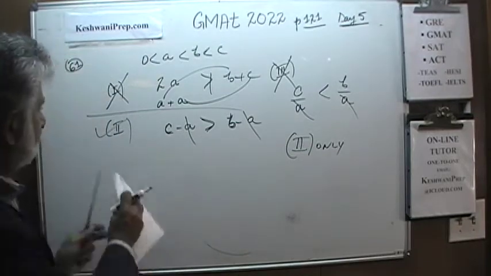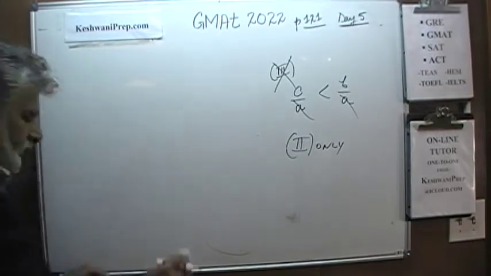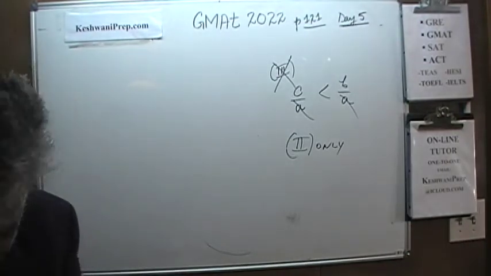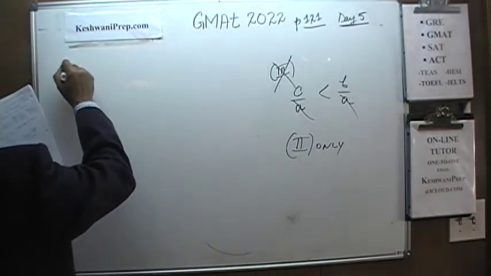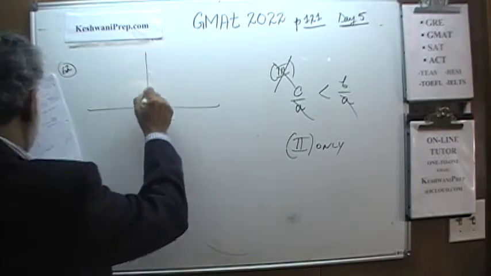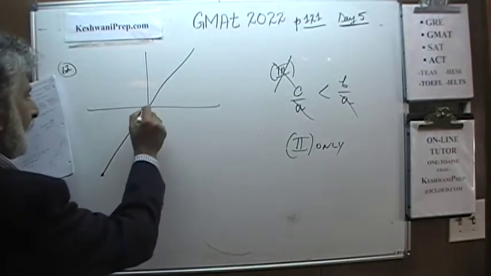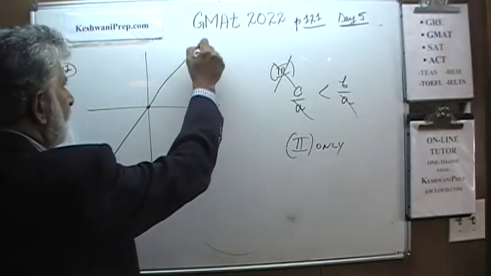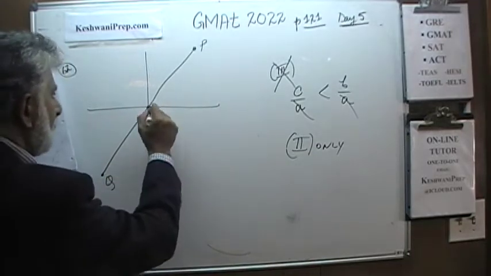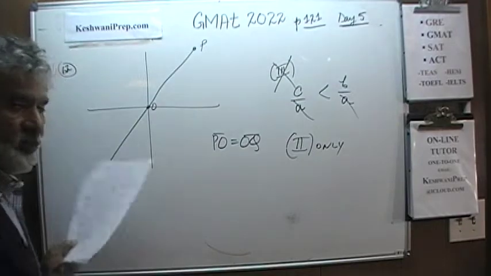Number 62. In number 62, we are told that we have a line such that the origin is the midpoint. This is P, this is Q, this is O, and we are told that P to O is equal to O to Q. Origin is the midpoint.